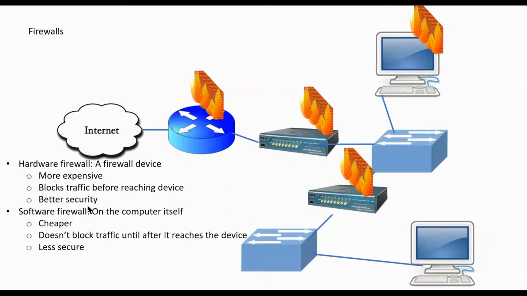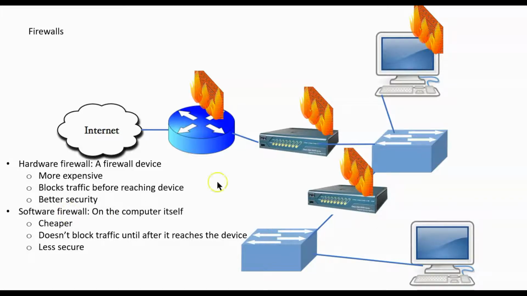Hardware and software firewalls. You see here a hardware firewall. This is a Cisco ASA firewall. These are, of course, more expensive to use, but the nice thing is that they block traffic before it even reaches the device. So consider this hardware firewall right here that's inside my network. This is not on the perimeter, but an internal firewall. And if I'm protecting this computer right here, I block the traffic that I want to block even before it reaches that computer. And so it is better security than the software firewall.